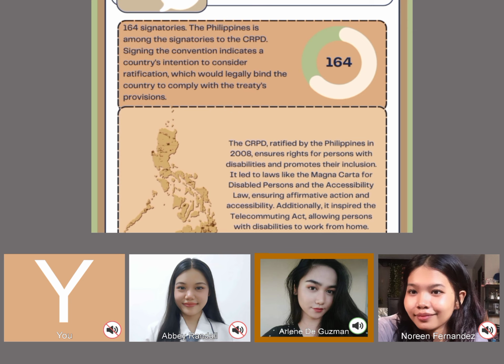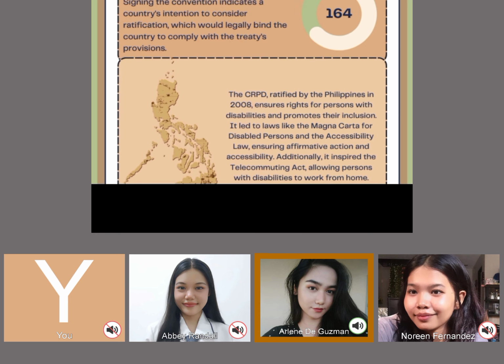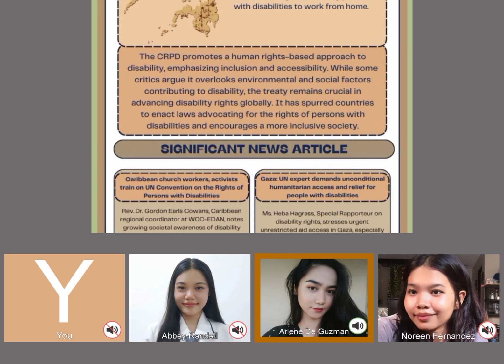Furthermore, the CRPD also motivated the creation of a law called Republic Act No. 11228 or the Telecommuting Act. This law allows people who have disabilities to work at their house. The reason behind making this law is that it understands that persons with disabilities need flexible job situations, and it supports their right to work and good work conditions too. The treaty has urged countries to put into effect laws and rules that advocate for the rights of those with disabilities, leading to a more inclusive and accessible society.